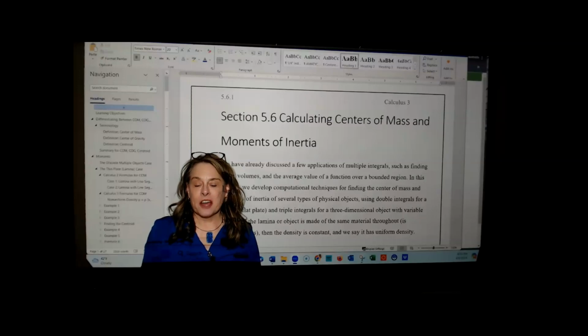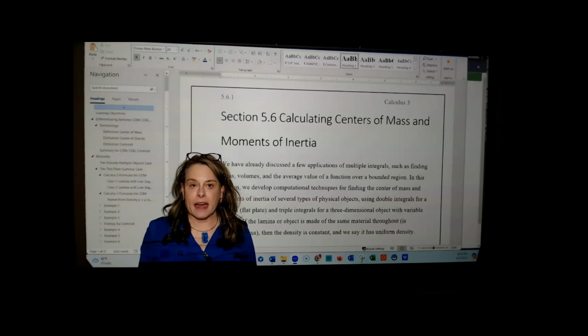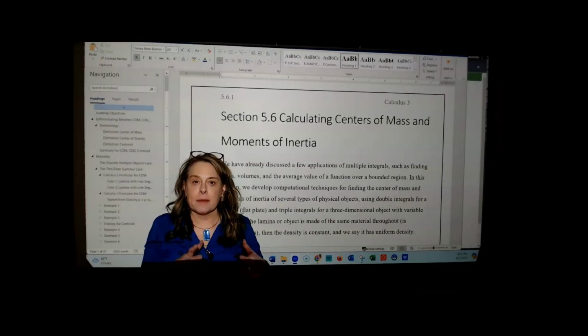We're now ready to talk about another application of double and triple integrals. We've talked about finding area, finding volume, finding average value using double and triple integrals. Now what we want to compute is what's called the center of mass, or the location that's the average location of all the atoms that make up a particular object.